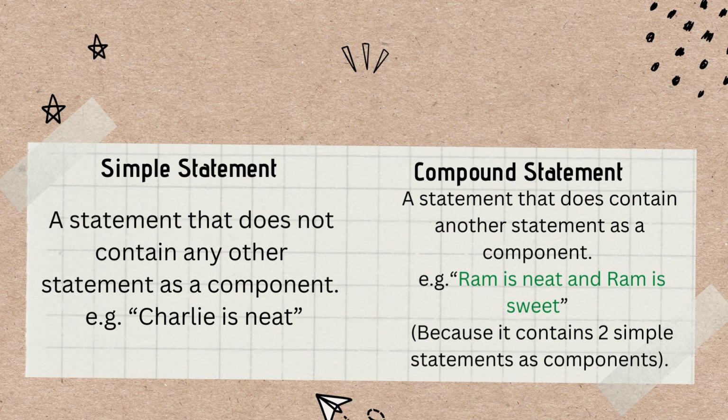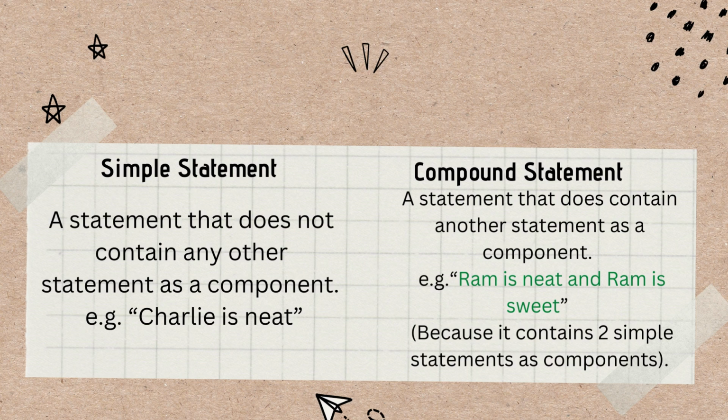On the other hand, examples of compound statements are: Ram is neat and Ram is sweet. It is sunny and the match will be held. It is sunny or the road is wet. It is raining and the match will not be held. Ganesh is good at studying but also in sports. These sentences have two components, so they are called compound statements.